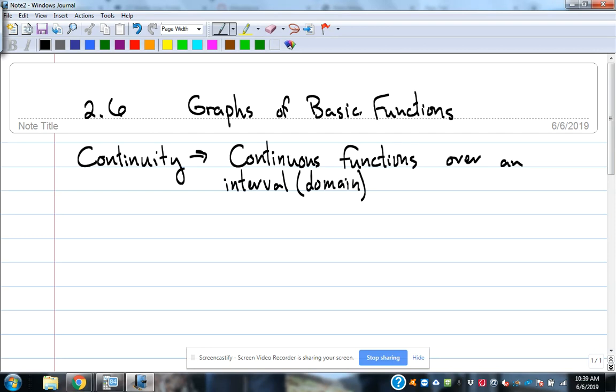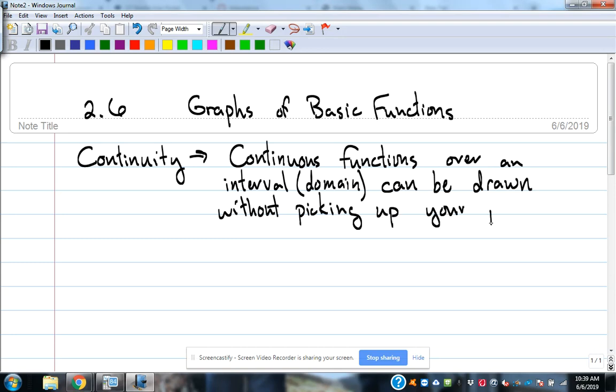Kind of the easy way to think about continuity in a continuous function is that you can draw it without picking up your pencil. Okay, it can be drawn or traced if it's already got a picture there without picking up your pencil.